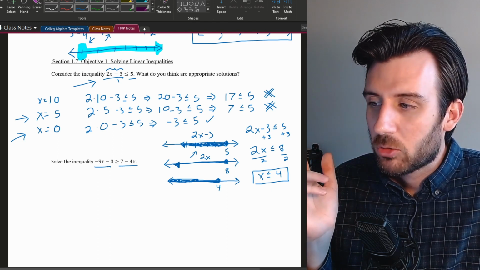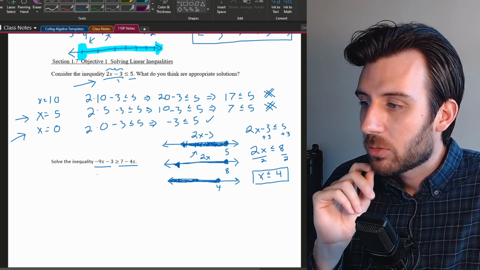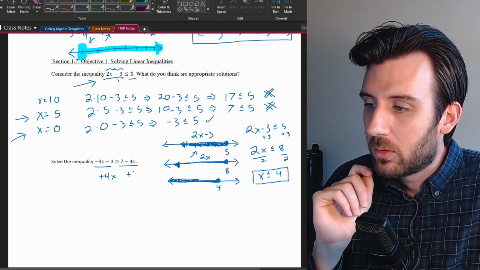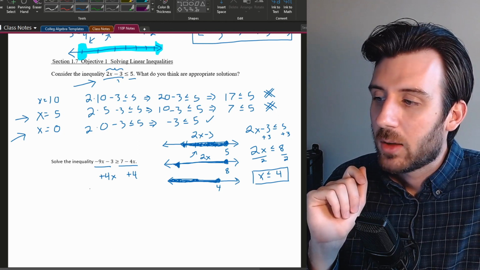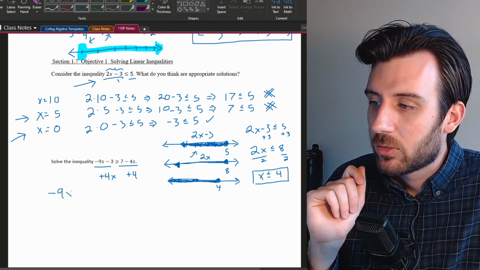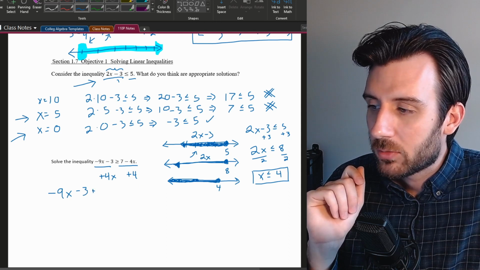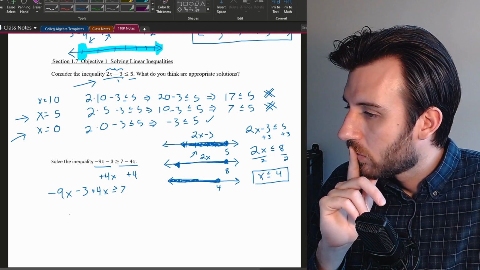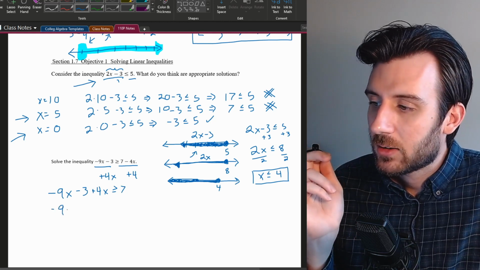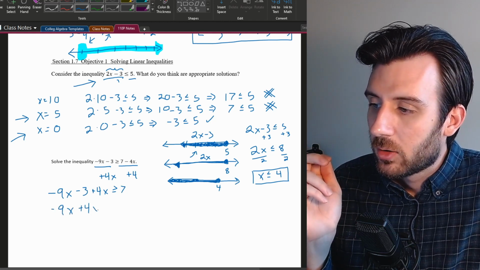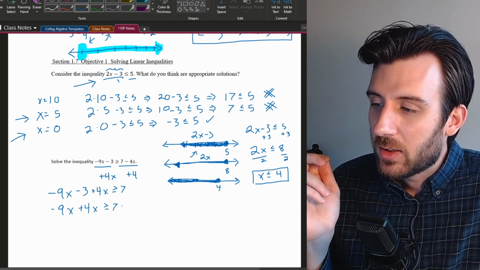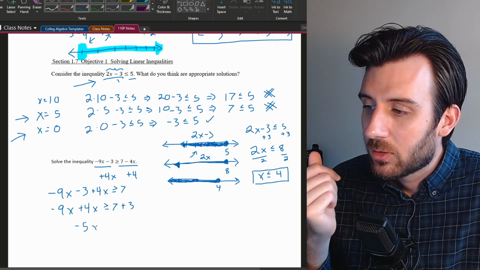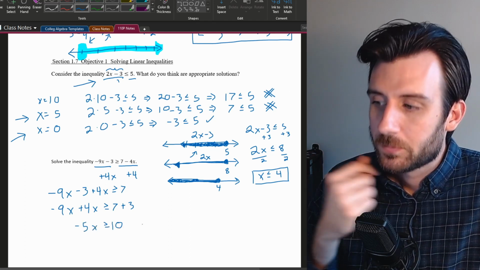Well, let's for example try to get all the x's on one side. So perhaps I add 4x to both sides, and then maybe that would leave me with negative 9x minus 3 plus 4x is less than or equal to 7. Let's get the numbers on the other side. That'd be negative 9x plus 4x is less than or equal to 7 plus 3. That's from adding 3 to both sides. So that means that negative 5x is greater than or equal to 10.